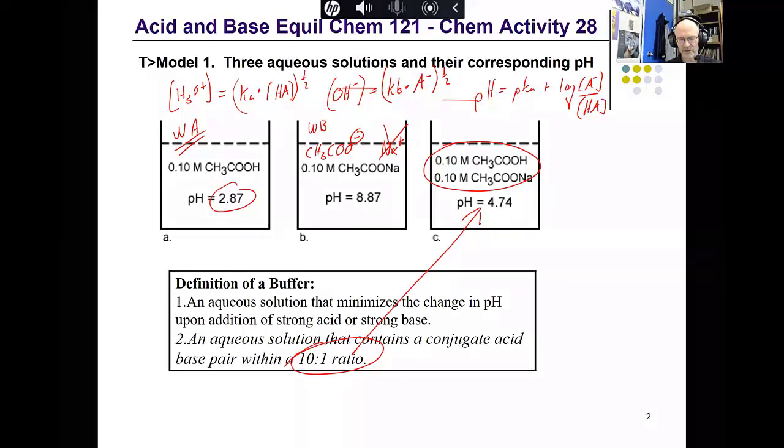So yes, we've got conjugate acids and conjugate bases, but you need to have both present in a reasonable amount.